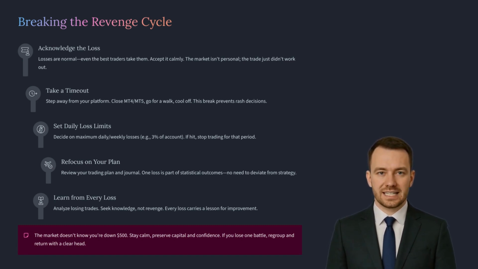As the Warrior Trading Team puts it, unchecked emotions can lead even a smart trader to up their position size, stay too long in a bad trade, or see false patterns. Essentially, to trade poorly. So keep your cool. If you lose one battle, step back, regroup, and come back to fight another day with a clear head.